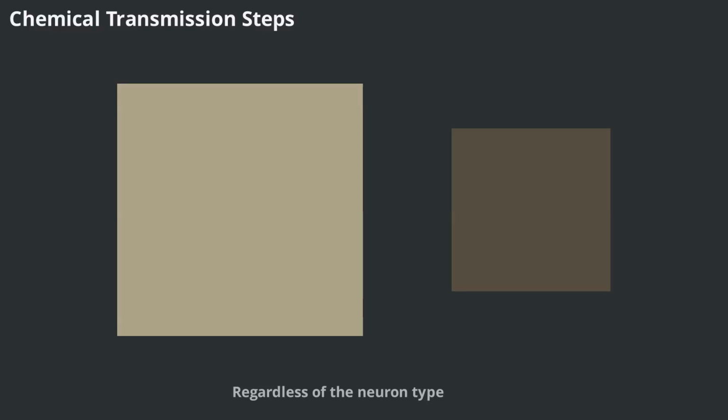Regardless of the neuron type, the fundamental steps in chemical transmission are similar. These include synthesis, storage, and release of the neurotransmitter, interaction with receptors, rapid removal of the transmitter, and recovery of the effector cell. Each step represents a potential site for pharmacological intervention, allowing for precise control over nervous system activity.